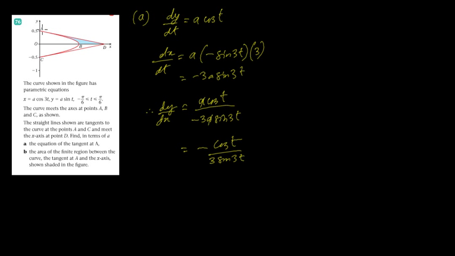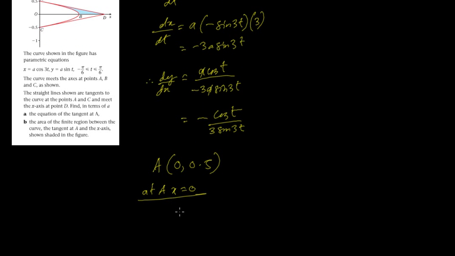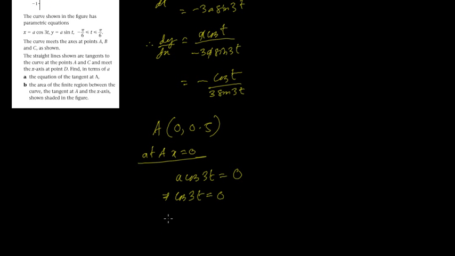Now we know the point A has x coordinate 0 and y coordinate half, or 0.5. So this time we have the Cartesian coordinates, and now we need the value of t. At the y-axis the x coordinate is 0, so at A, x equals 0. If I plug this in, a cos 3t equals the x coordinate, which is 0. That means cos 3t equals 0 divided by a, which is 0.